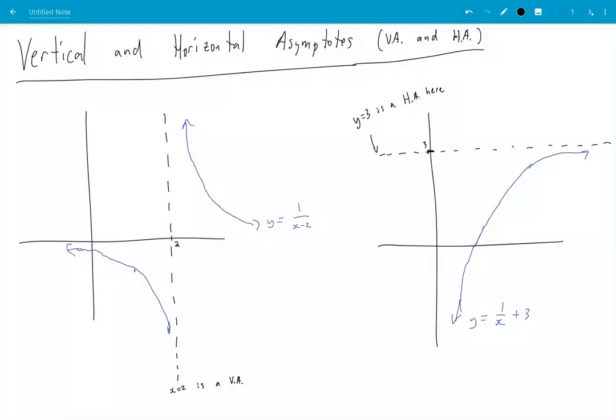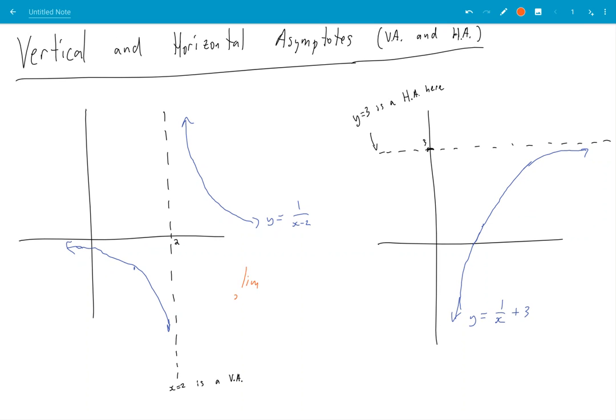Okay, so asymptotes are an important feature of many graphs. A vertical asymptote is when your function shoots up to infinity or down to minus infinity. You may want to notice here that the limit as x goes to 2 plus of 1 over x minus 2 is plus infinity.